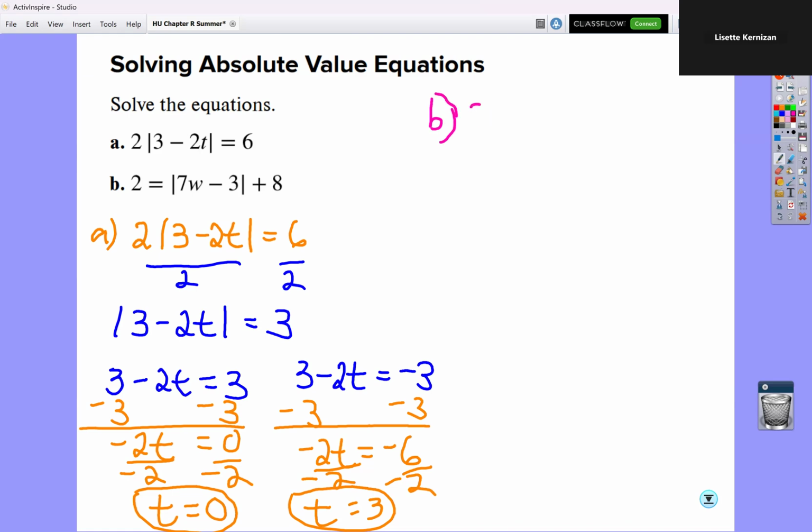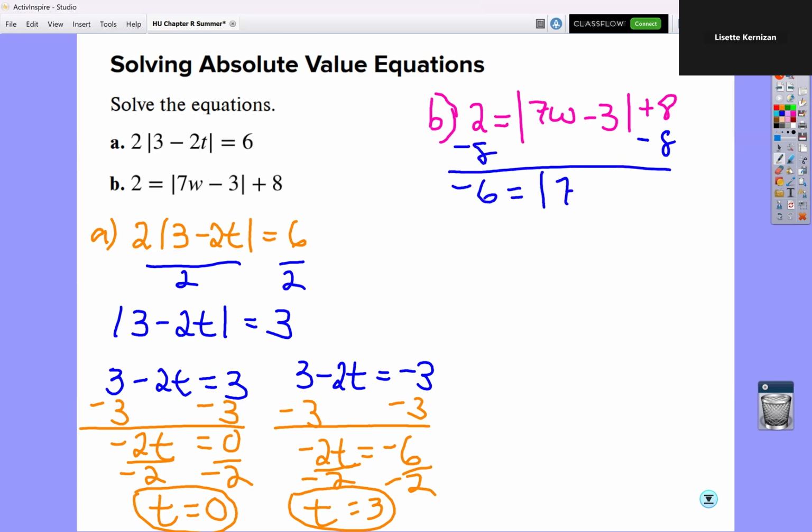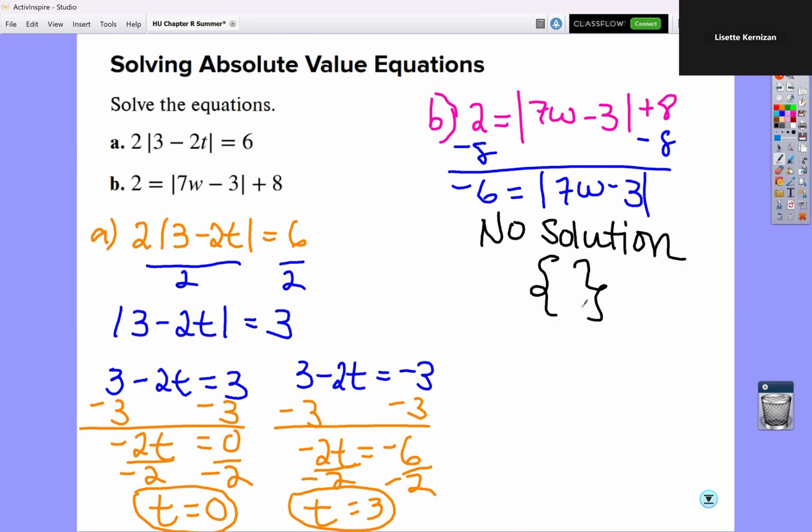I have 2 equals the absolute value of 7w minus 3 plus 8. So first thing we want to do is subtract 8 from both sides. We get negative 6 equals the absolute value of 7w minus 3. So this is asking who lives negative 6 units away. So for this question, you're going to say no solution, or you can just write an empty set like this.